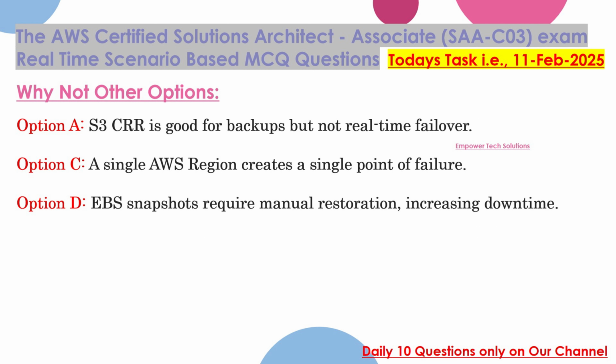Why not other options? Option A, S3 CRR is good for backups, but not real-time failover. Option C, a single AWS region creates a single point of failure.